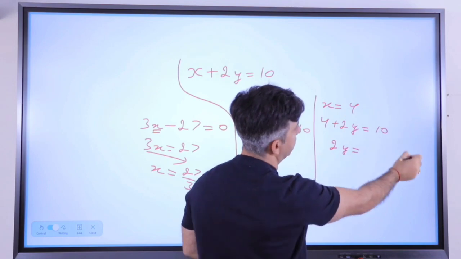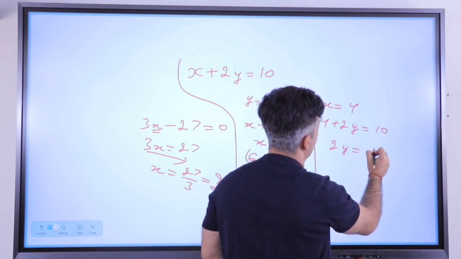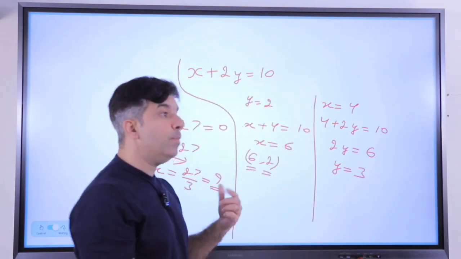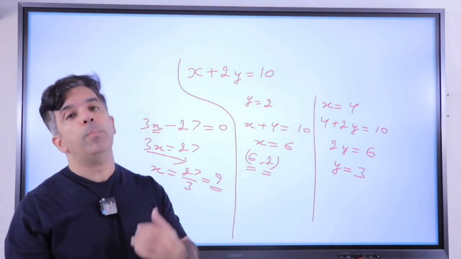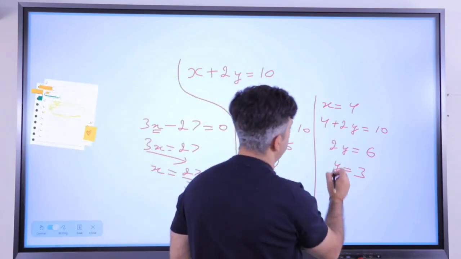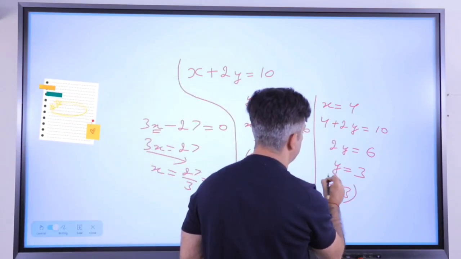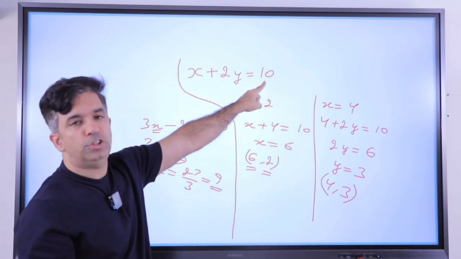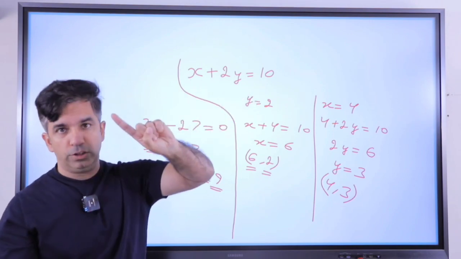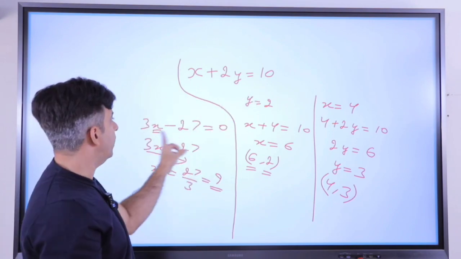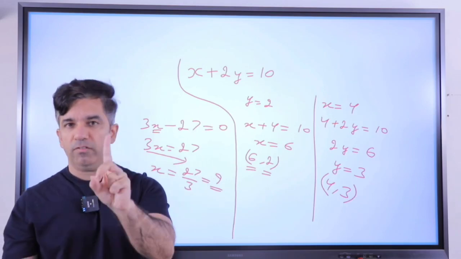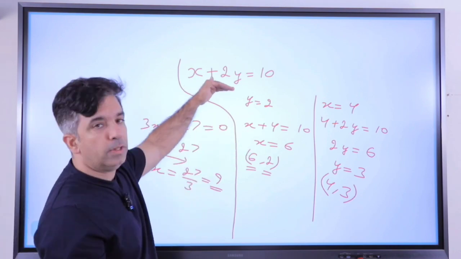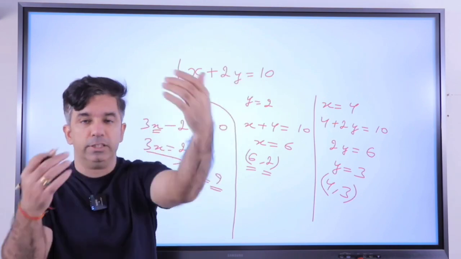2y is equal to 10 minus 4, which is 6, so y comes out to be 3. The same equation gives us one more pair of solution, 4, 3: x is 4 and y is 3. It is again a solution of this equation. This was one equation, one variable. If there is one variable, we need just one equation. If there are two variables, we actually need two equations. That is a separate story.